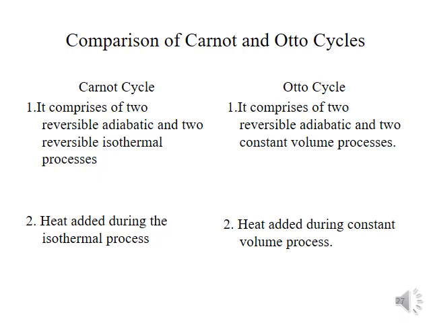So after writing these points, you have to draw the PV diagram for both the Carnot cycle and the Otto cycle. After that, draw the TS diagram also for both, and represent the processes 1 to 2, 2 to 3, 3 to 4, 4 to 1, and in the Otto cycle also repeat like that. After that, write the efficiencies of both the cycles.